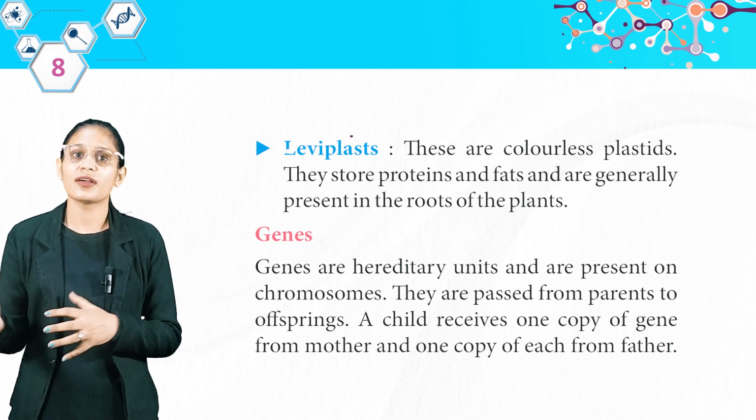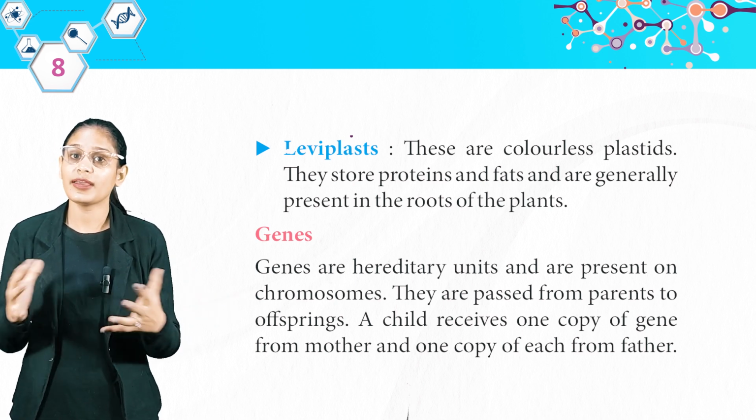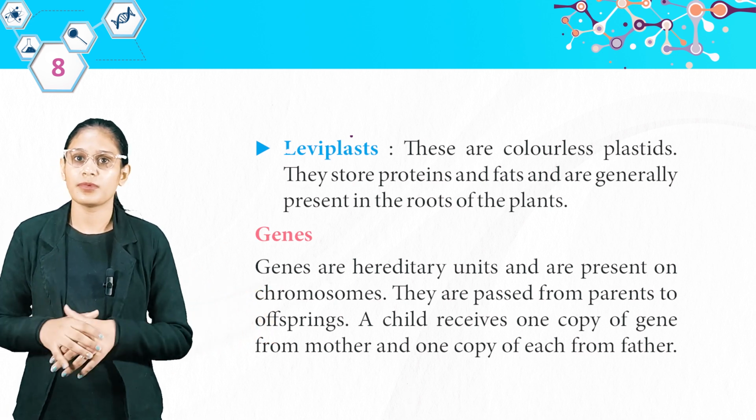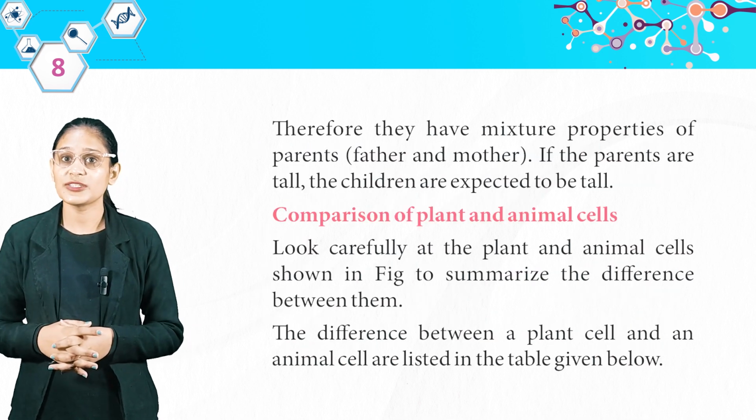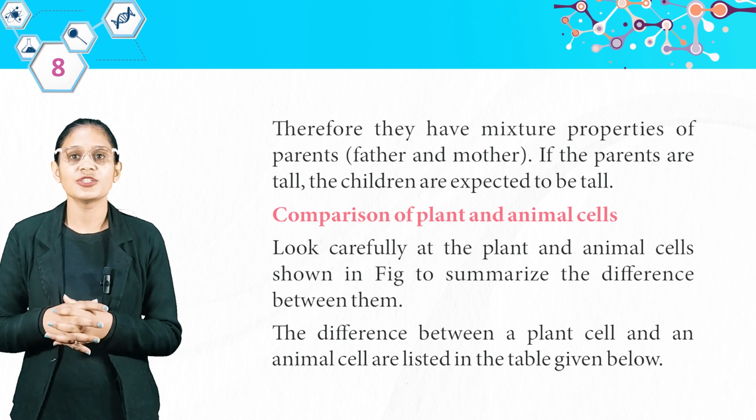Student, gene क्या होती है? ये क्रोमोसोम्स में पाए जाते हैं. हेरिडिटरी यूनिट होती है जो हर एक बच्चे में एक मम्मा की होती है और एक पापा की. Therefore, they have mixture properties of parents, father and mother. If the parents are tall, the children are expected to be tall.